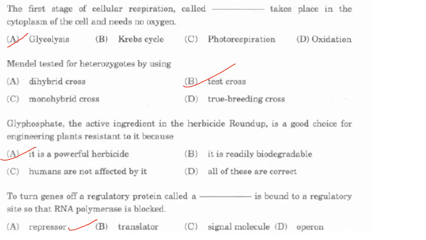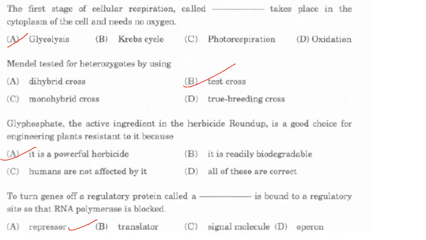Then Mendel tested heterozygotes by using test cross. Answer is option B. Glyphosate is the active ingredient in the herbicide Roundup. It is a good choice for engineering plants resistant to it because it is a powerful herbicide. All these are direct questions.